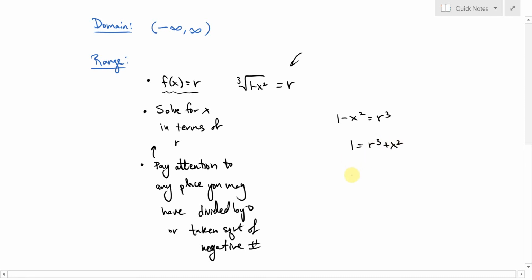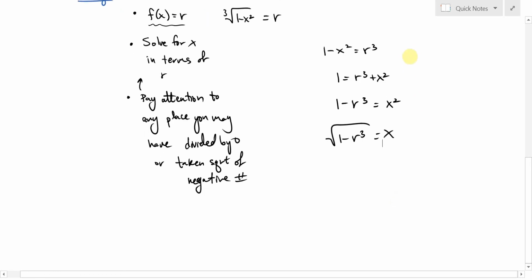Then we can subtract r cubed. Remember, we're trying to solve for x. 1 minus r cubed is equal to x squared. And finally, and this is the critical step here, you'd want to take the square root. Square root of 1 minus r cubed equals x. But I've made two mistakes right now. First of all, when I'm solving x squared equals something, it's not just the positive square root I'm interested in. I should also maybe take the positive and the negative square root. So that's kind of a small mistake, a slight mix-up, but it's not the real issue here.